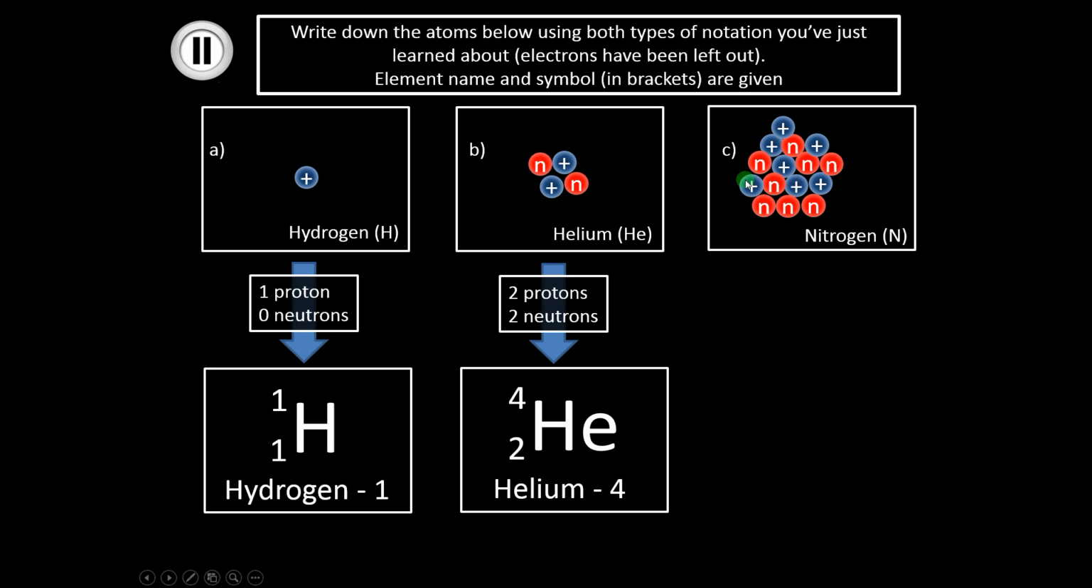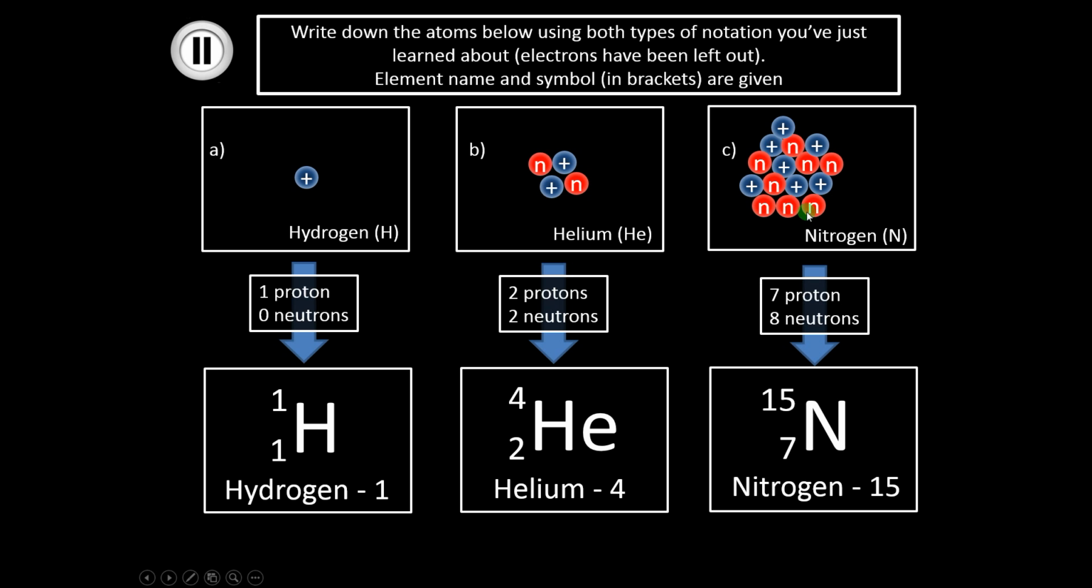And the final one here is nitrogen, and like all nitrogen atoms we have 7 protons in the nucleus. This particular one has 8 neutrons, and so we get 7 plus 8 giving us 15 mass number in total, and a 7 at the bottom, so 15, 7, N or nitrogen 15.